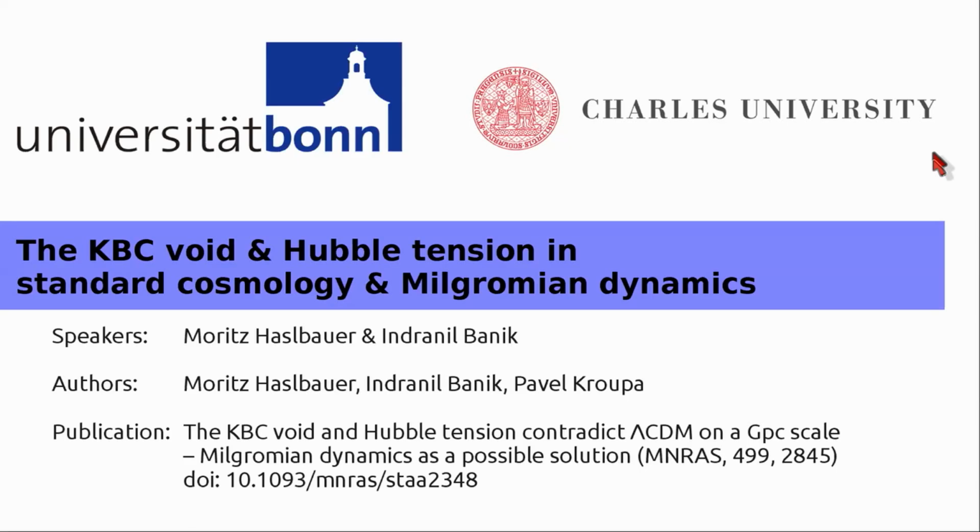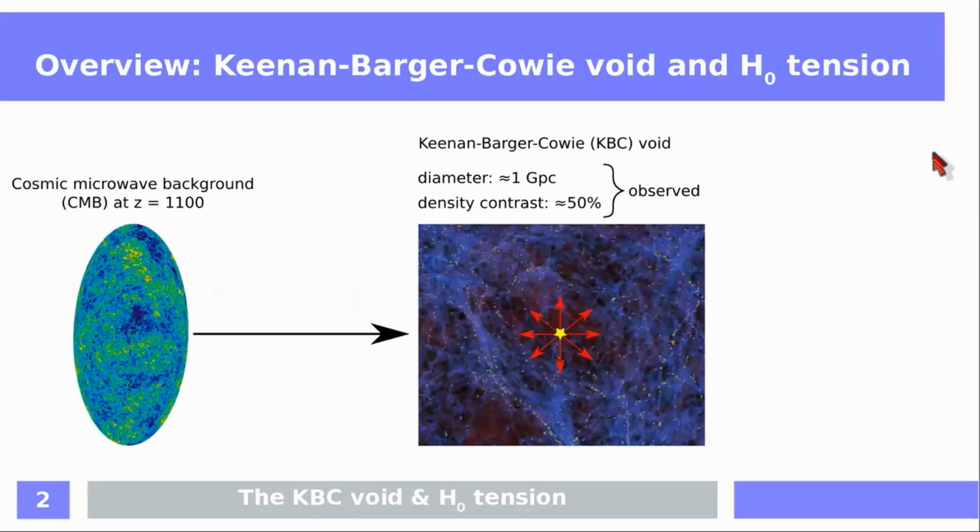paper? Thank you very much for this nice introduction. And before Indranil and I give a more detailed presentation of our publication, The KBC Void and Hubble Tension Contradict ΛCDM on a gigaparsec scale, Milgromian dynamics as a possible solution, I will start with a brief summary of our findings. So the universe evolved through expansion and gravitation of matter, which leads to some regions having more galaxies and others having fewer galaxies.